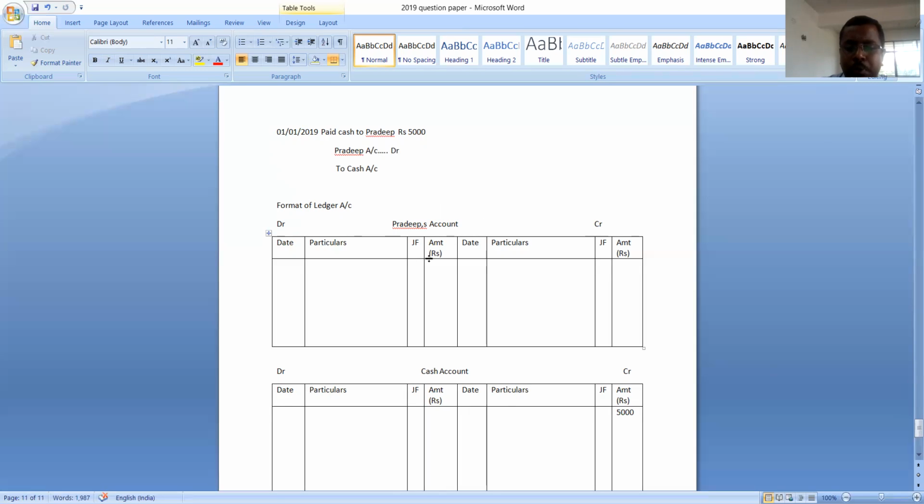Here, before preparing any ledger account, in the middle of the line, first you should write the name of the account. Later, on the left hand side, you should write the abbreviation of debit, and on the right hand side, you should write the abbreviation of credit.